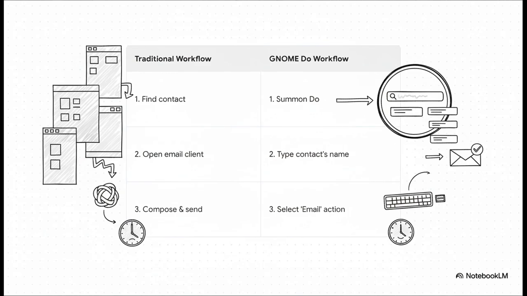The old way, the traditional workflow, meant all these different steps in different windows. With GNOME Do, you'd hit a hotkey, type a name, press Tab, type email, and hit Enter. That's it. Done. It turned this clunky, multi-step process into a 2-second command.